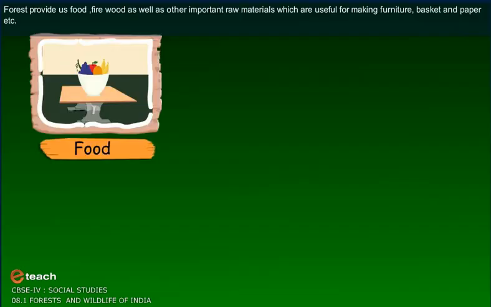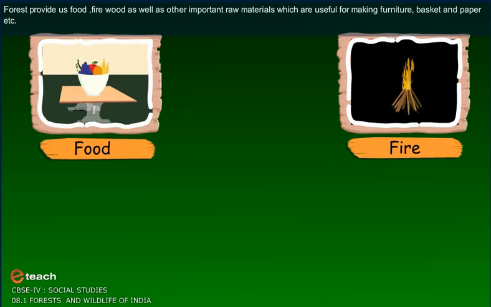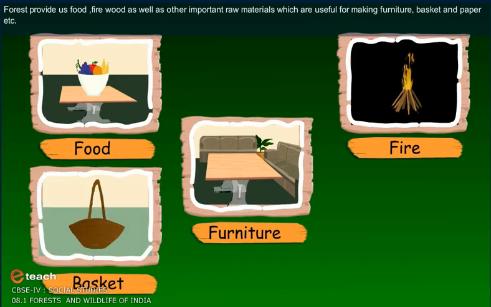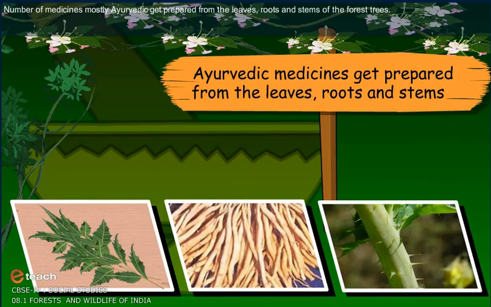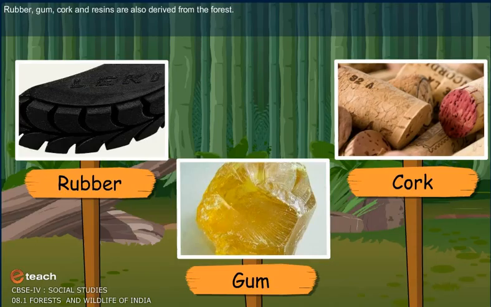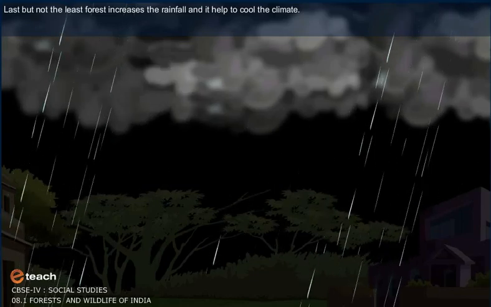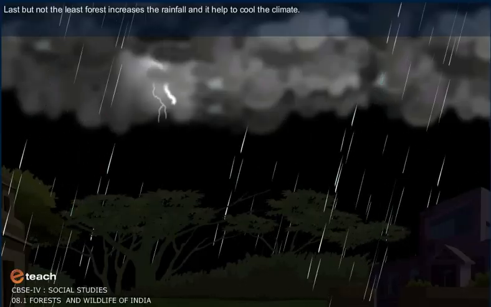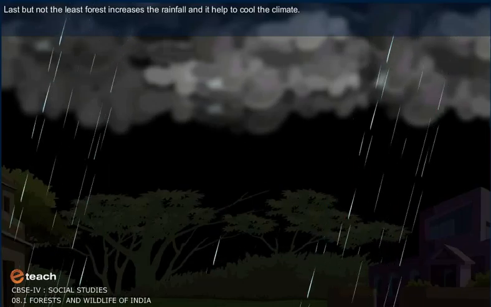Forests provide us food, firewood as well as other important raw materials which are useful for making furniture, baskets and paper, etc. A number of medicines, mostly Ayurvedic, are prepared from the leaves, roots and stems of the forest trees. Rubber, gum, cork and resins are also derived from the forest. Last but not the least, forest increases the rainfall and helps to cool the climate.